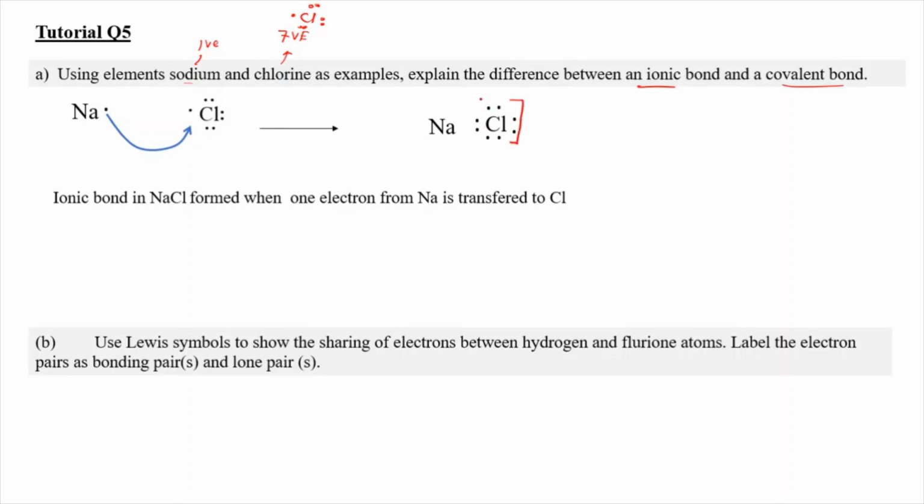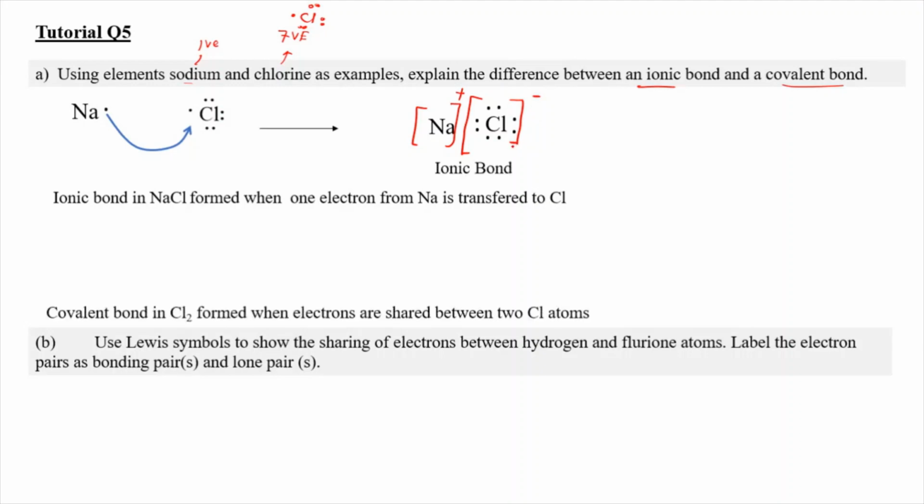So it's going to become an anion with a negative charge. And sodium is going to carry a positively charged ion. So the positively charged and the negatively charged ion will create electrostatic forces, and this represents an ionic bond.